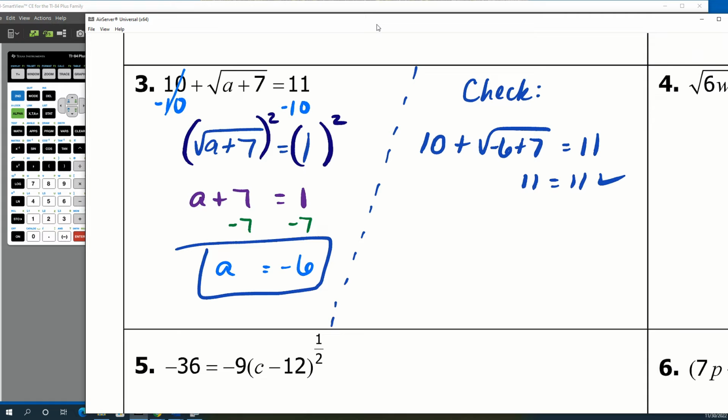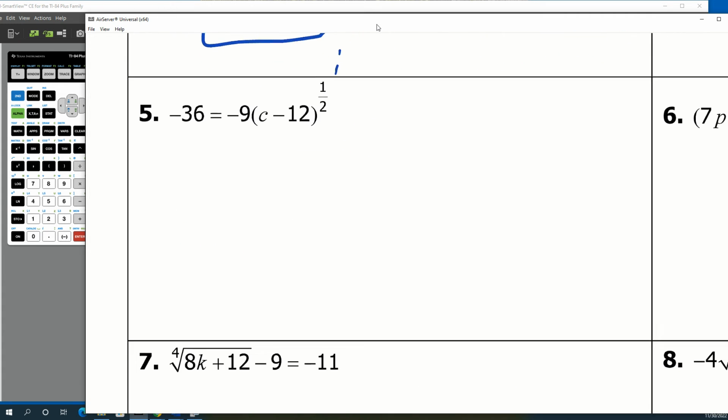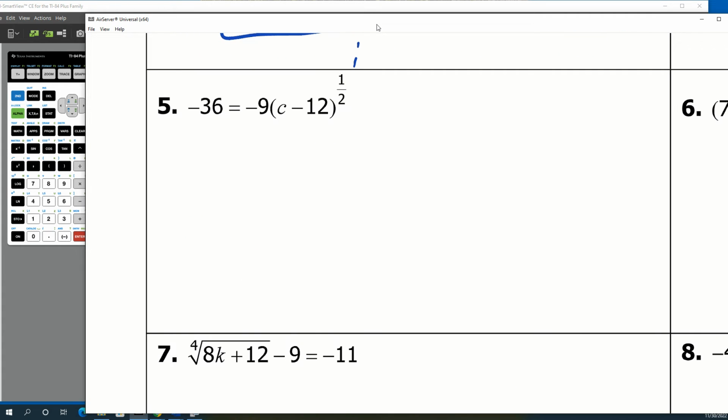Okay, we're going to skip down and do number 5 next. All right, now originally last class I didn't do number 5, I did number 6, but then they kept making the same mistake, so I felt like I needed to show you guys this. But anytime that there's a power on your parentheses, you cannot multiply into it. So we cannot multiply by -9, but I need to get rid of the -9. So what do I do with it?